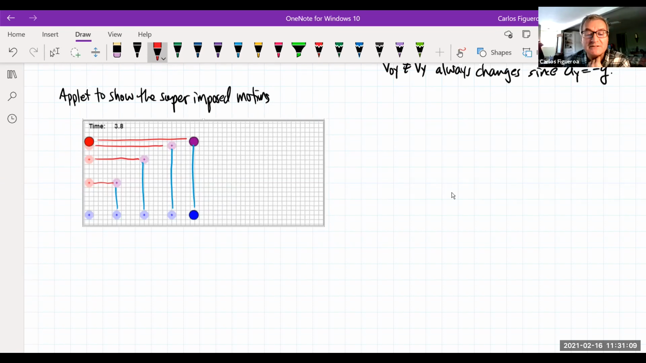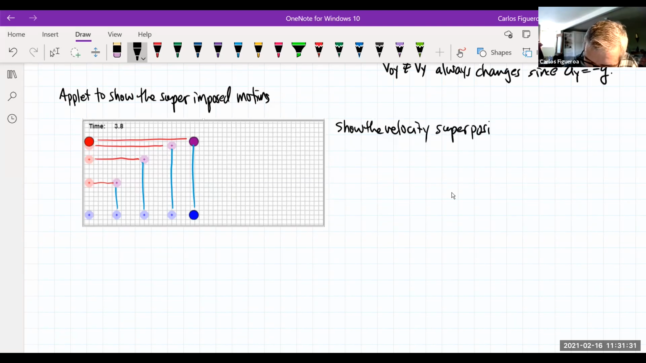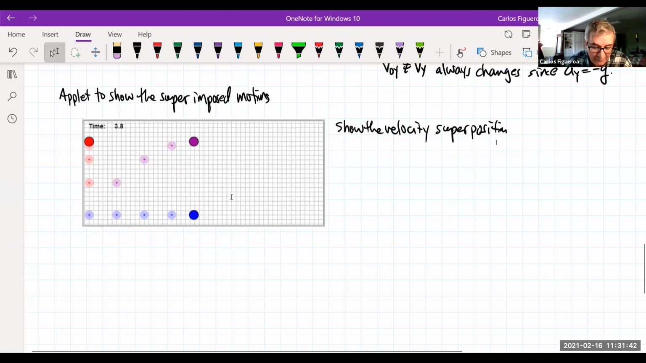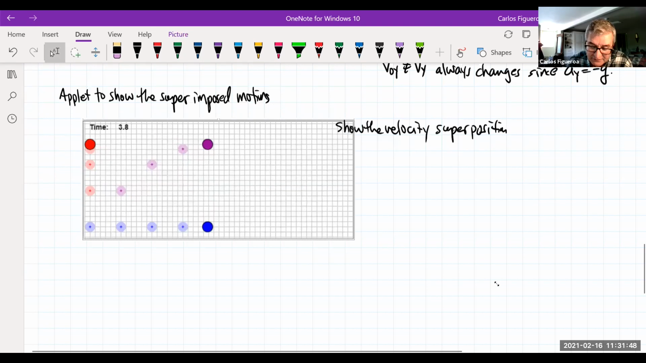But this time, instead of what we just did last time, I'm going to put my velocity vectors in. So I want to show the velocity superposition. I'm going to erase these lines and then put in velocity vectors now. So now let's go look at the velocity vectors. And I think I'm going to have to make this bigger to make it clear enough. Okay, let's go look at this.